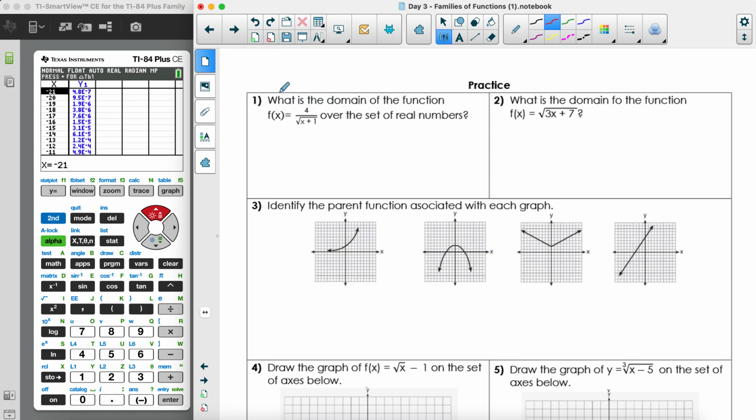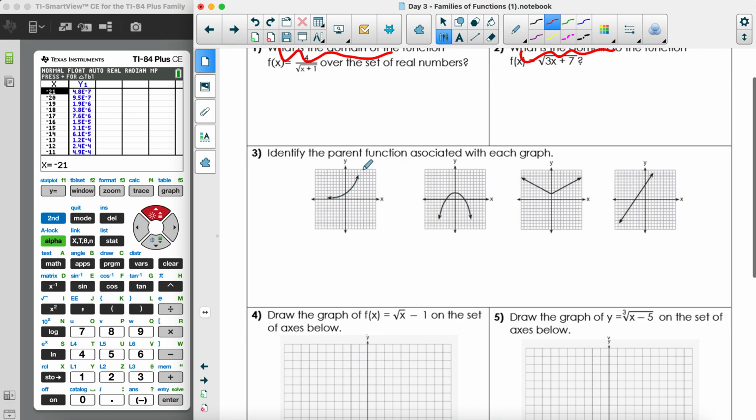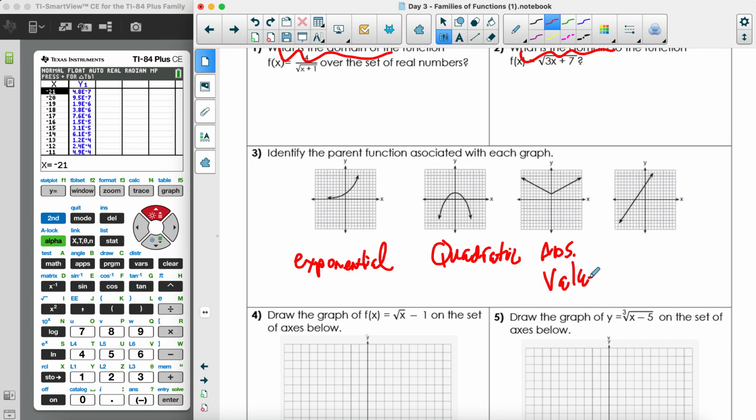All right, I'm going to skip these two because they're time consuming. I don't want to over worry about it. But here's your parent functions. I want you to see this and associate it with an exponential function. I want you to see this, and that's your quadratic. You might say parabola, which it is the graph of a parabola, but it is your quadratic function. Your V shapes are your absolute value, right? Absolute value. And then this one, easy peasy lemon squeezy, this is your linear function.